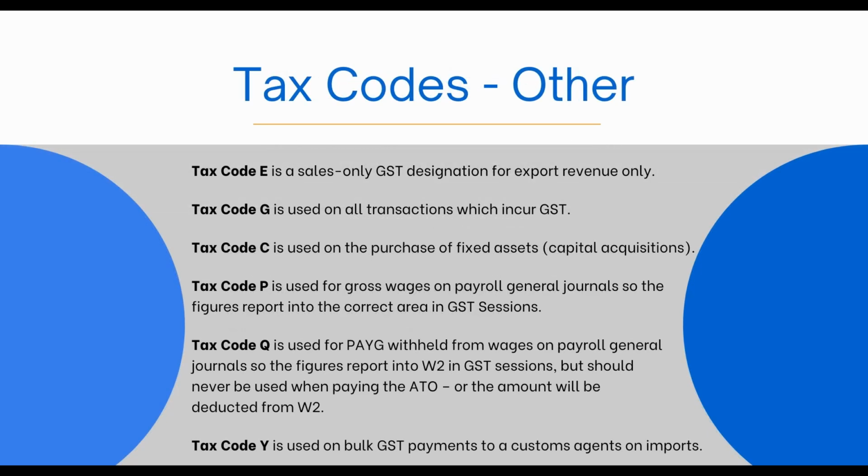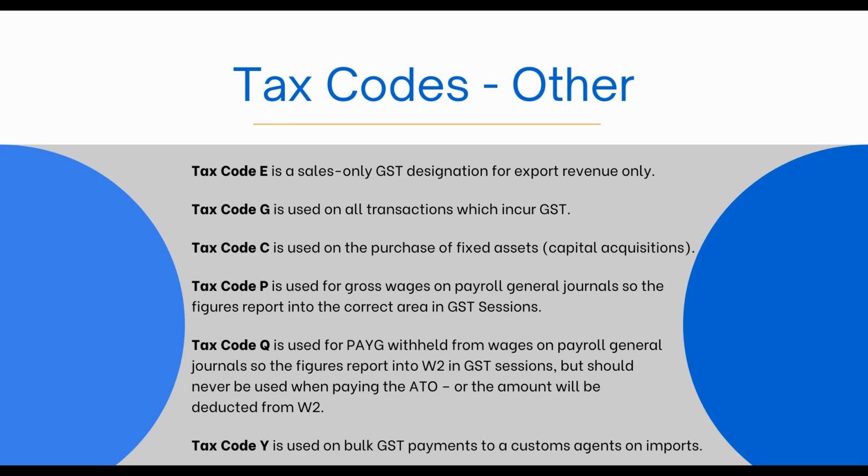Other tax codes. Tax Code E is a sales-only GST designation for export revenue only. Tax Code G is used on all transactions which incur GST. Tax Code C is used on the purchase of fixed assets.